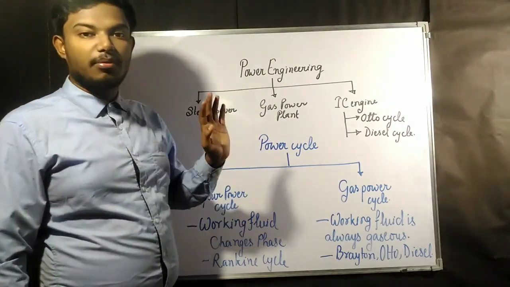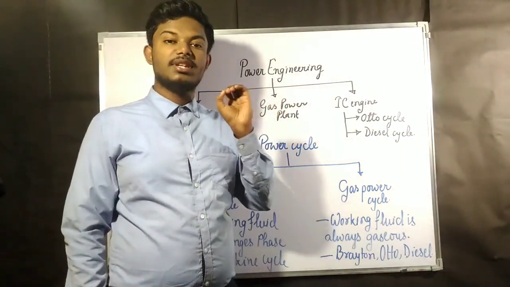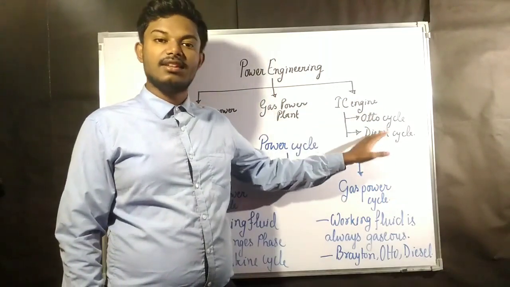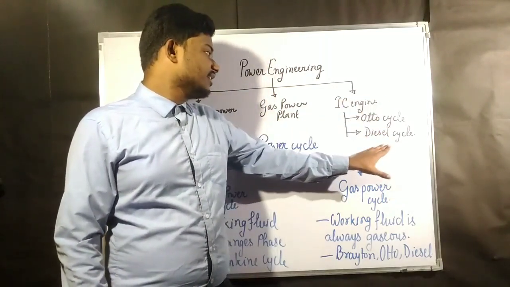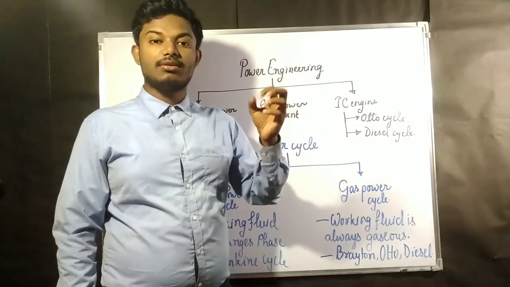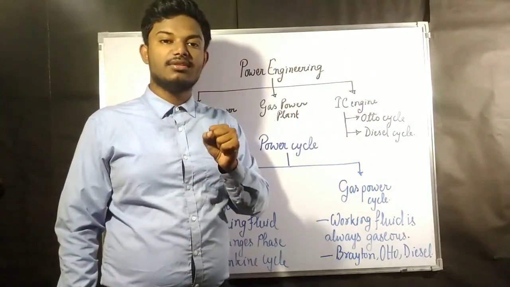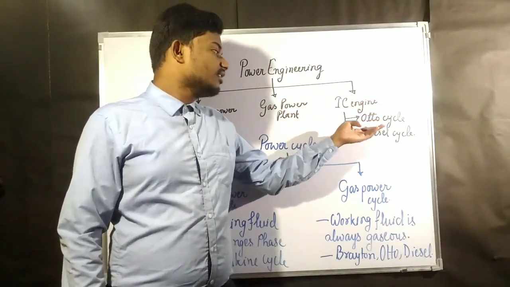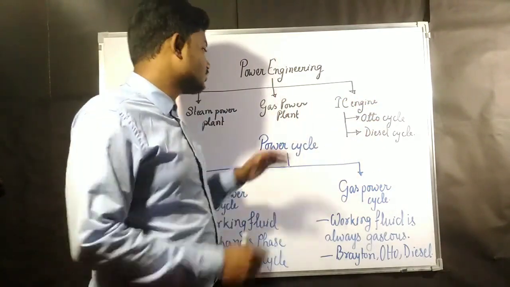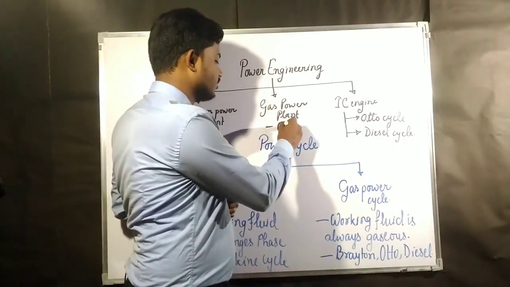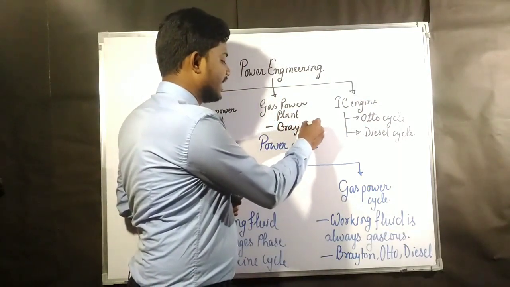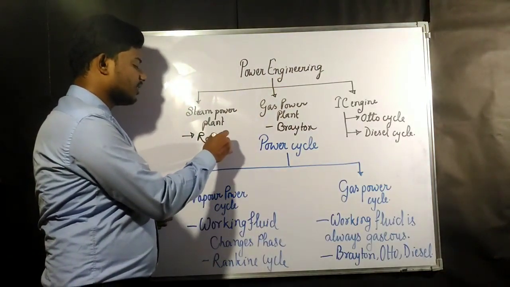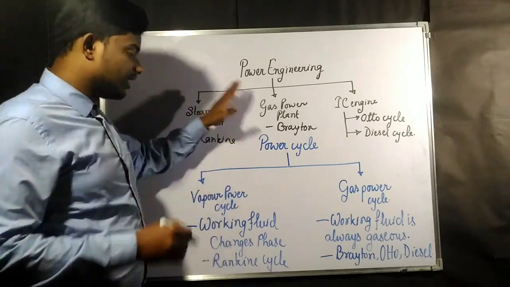Next is the gas power plant, in which these machines use gas. The third one is the IC engine. The IC engine is also gas, but the air which we take burns inside the engine only, so these are known as internal combustion engines. These are of two types: Otto cycle and diesel cycle. Gas power plant is generally the Brayton cycle, in which we use gas, and steam power plant is generally the Rankine cycle. We are going to see it here also.